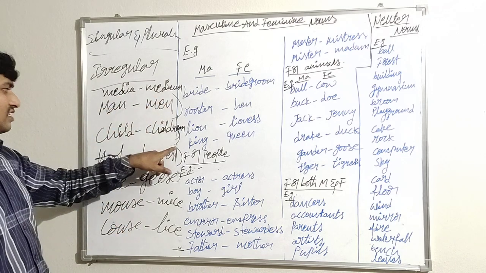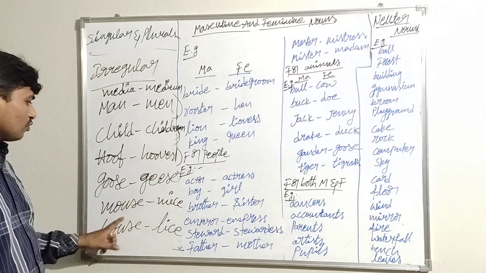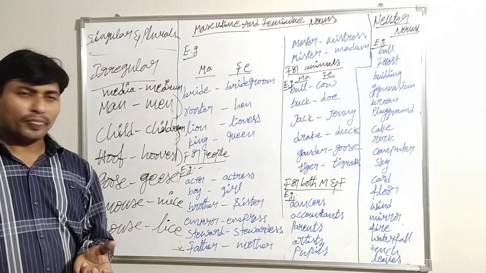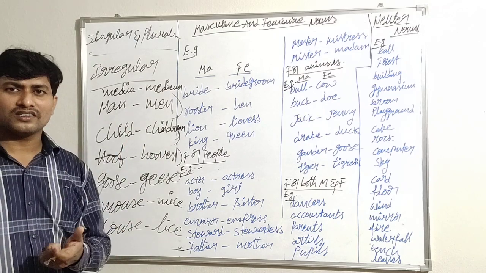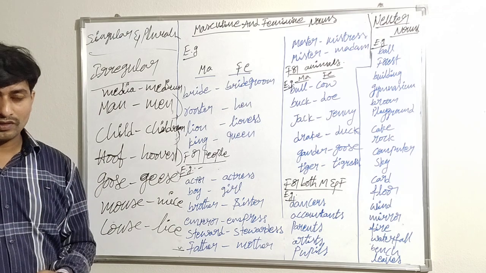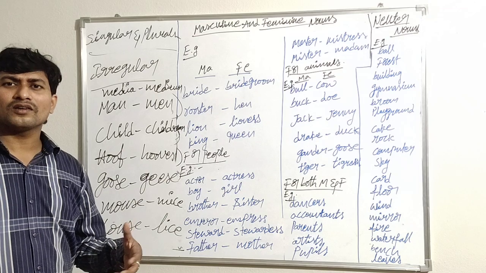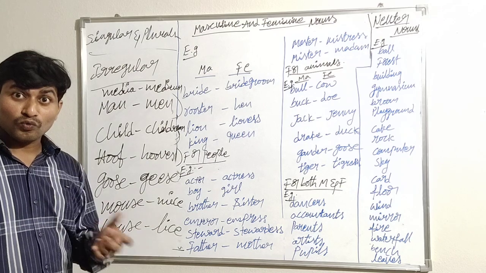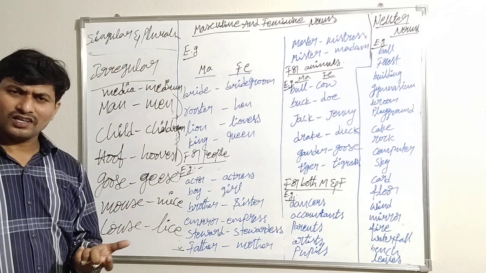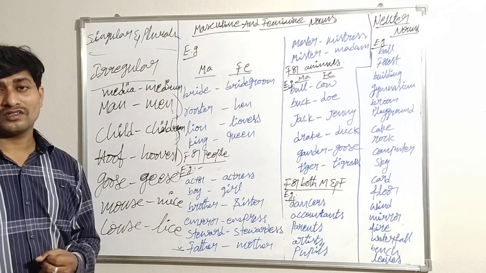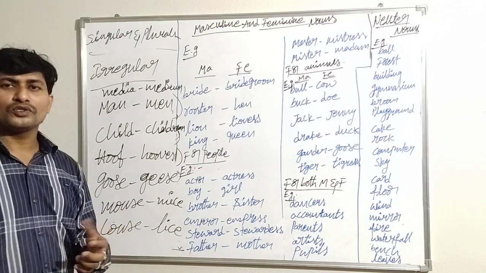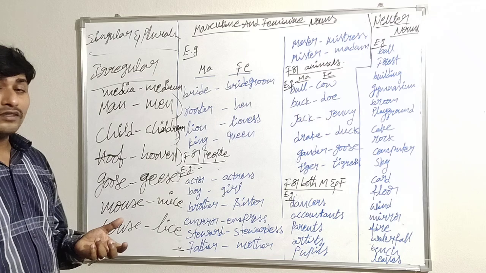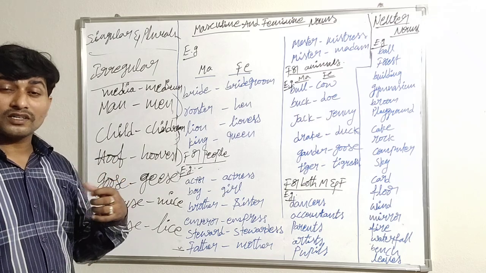Man, men. Child, children. Hoof, hooves. Goose, geese. Mouse, mice. Louse, lice. There are many irregular plural nouns. By watching this class, I want you to find some more irregular plural nouns of your own. So practice. Try to find out some more. Suppose here wife, wives; knife, knives. Those are called irregular plural nouns. I hope you will search for some other irregular plural nouns.